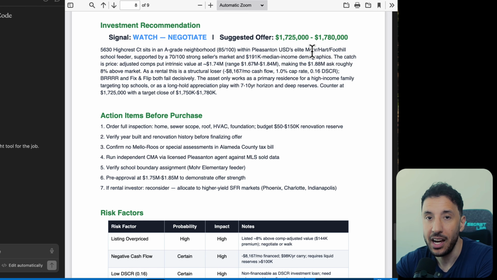Now, this entire report was generated with one command. Now let me show you how I got this. I'm going to run this on another property that's a lot cheaper in a different neighborhood so you can see the difference here, because it does give you all of the details you need to make a decision whether it's buying for your own use case or, most importantly, for investment purposes.